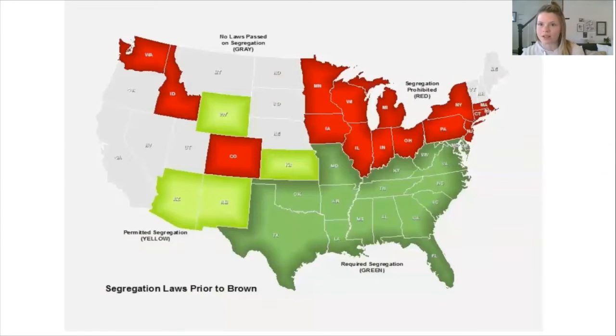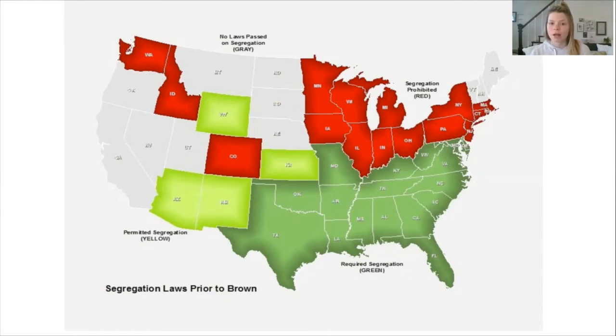First thing I'm going to do with you guys is look at this map. This is a map titled Segregation Laws Prior to Brown. They mean Brown versus Board of Education. The green states are those that required segregation. The yellow states are ones that permitted or just allowed segregation. And the red states are ones that prohibited segregation, meaning it's not allowed.